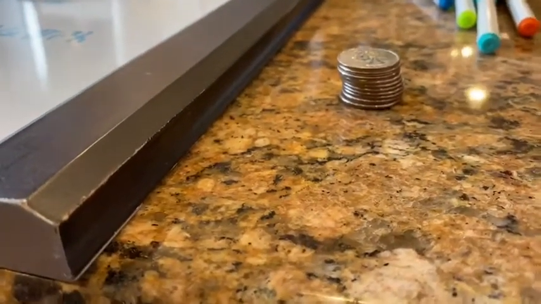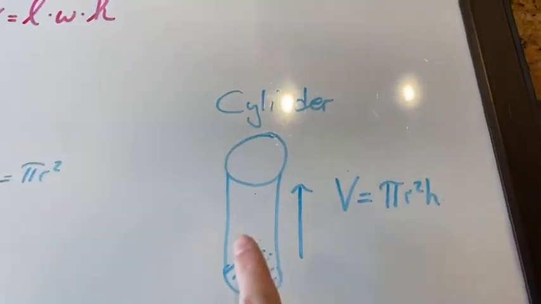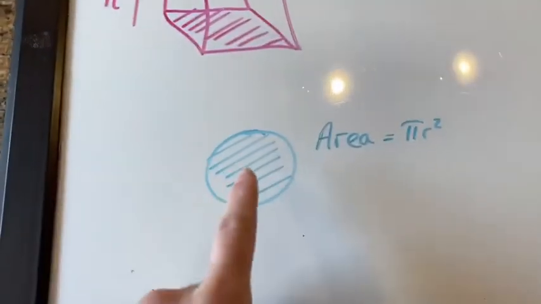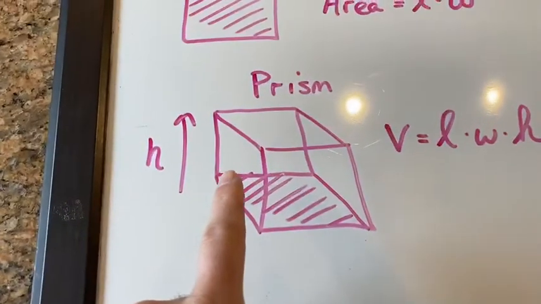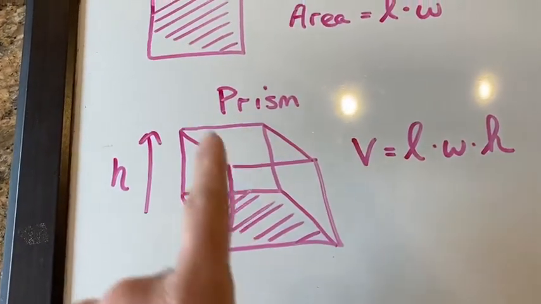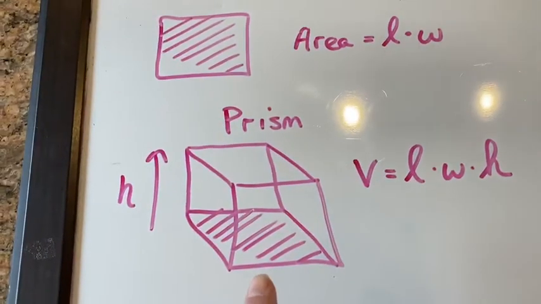That's, in a nutshell, how we've the understanding of the formulas of cylinder, with the base being the area of a circle, and a prism, quadrilateral. If it was a square, it would just be side times side.